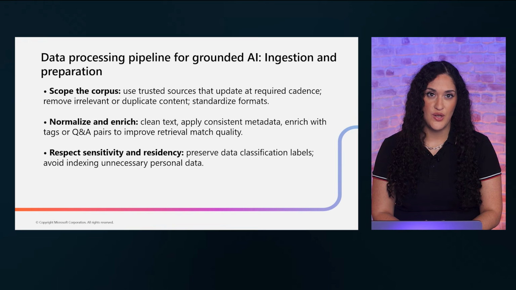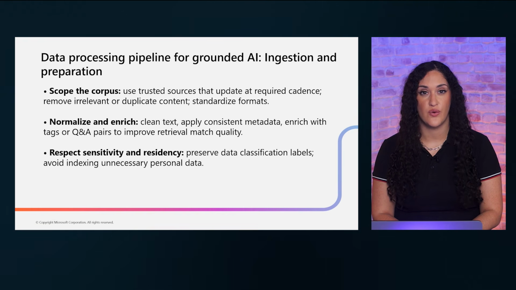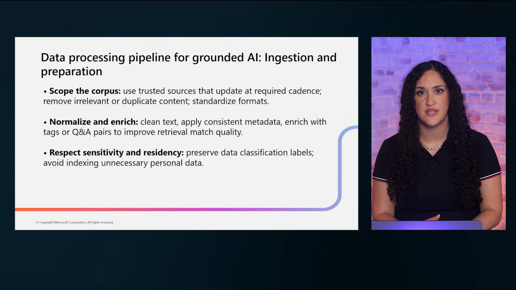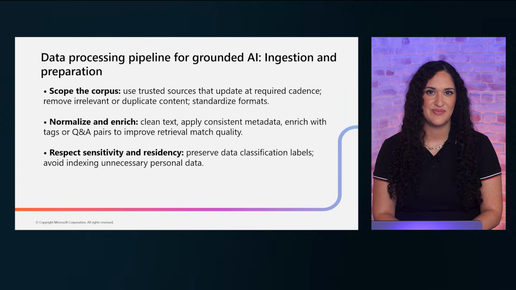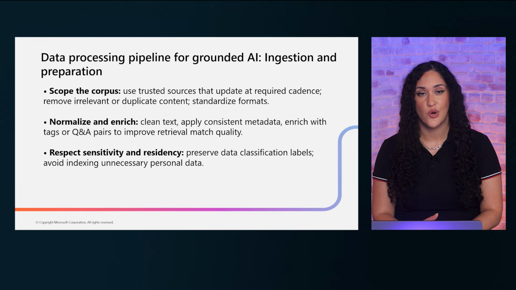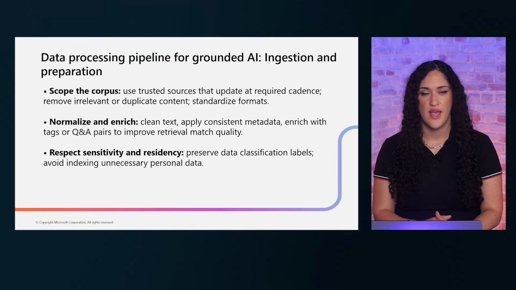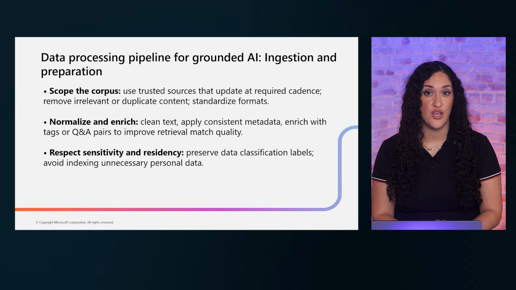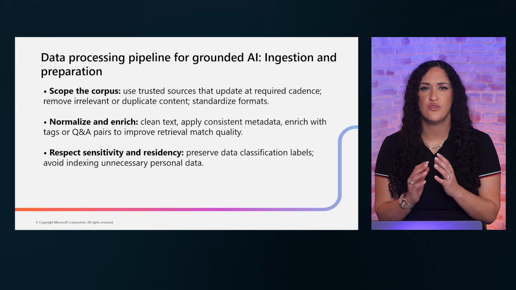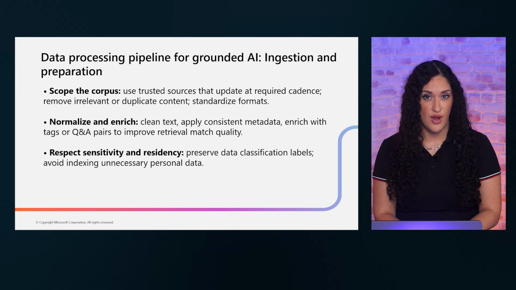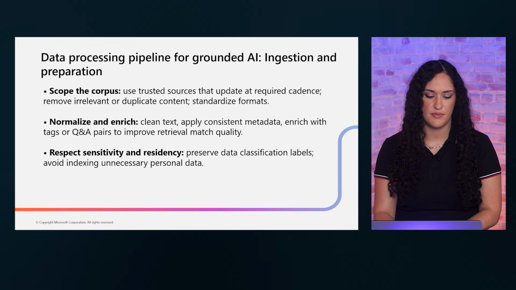The ingestion and preparation stage sets the foundation for your entire grounding pipeline. We must design secure and scalable solutions, and this starts with data handling. Start with trusted sources, normalize formats, enrich with metadata, and respect data sensitivity labels throughout. The best practice is to preserve classification labels from source to index and avoid indexing unnecessary personal data. Getting ingestion right means getting responsible AI right from the very first step.